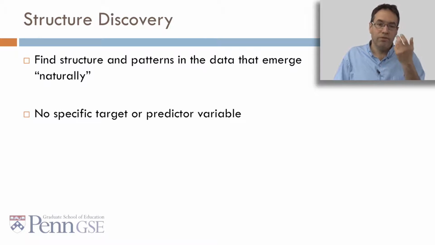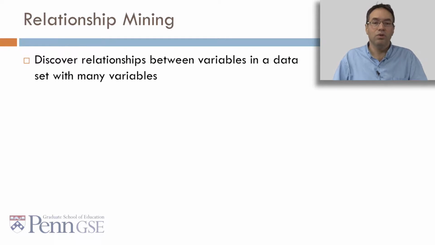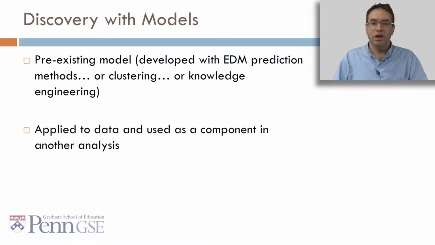Structure discovery. Find structure and patterns in the data that emerge naturally. In this case, there's no specific target or predictor variable that you're looking for, unlike prediction, but you're trying to find out what patterns emerge naturally. Relationship mining. In relationship mining, we try to discover relationships between variables in the dataset with many variables. Discovery of models. In this case, we take a pre-existing model, developed using perhaps EDM prediction methods, or clustering, or knowledge engineering. We apply it to the data, and we use it as a component in another analysis.